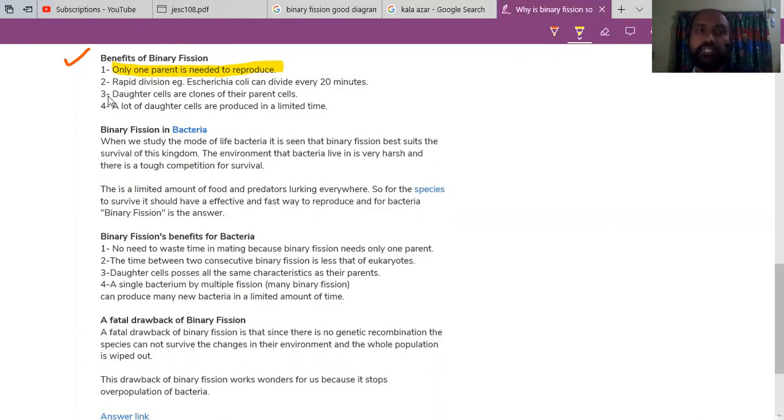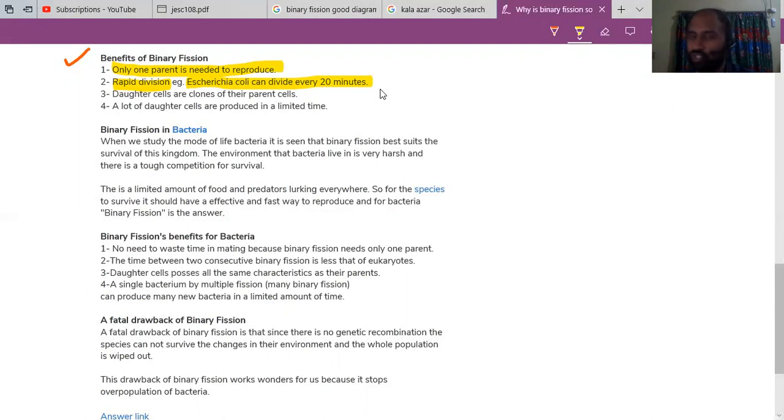So that's benefit number one. Second benefit, rapid division. Definitely rapid division. Prokaryotic cells, being much smaller, require less time to reproduce compared to eukaryotic cells. E. coli, or Escherichia coli, can divide every 20 minutes. So within 20 minutes they can reproduce. Just imagine that. One bacterium cell can divide and form two bacterium cells within 20 minutes.